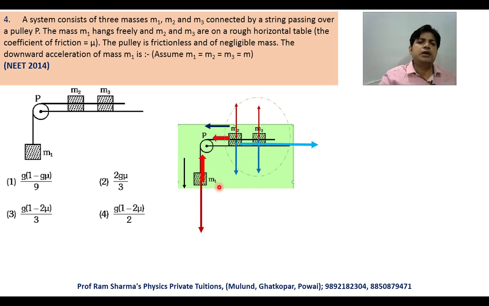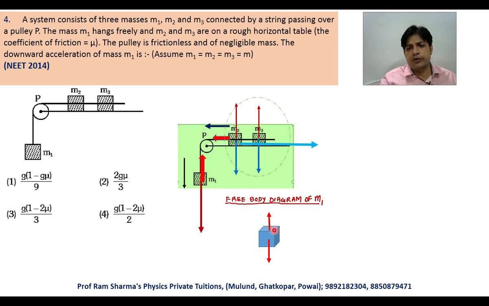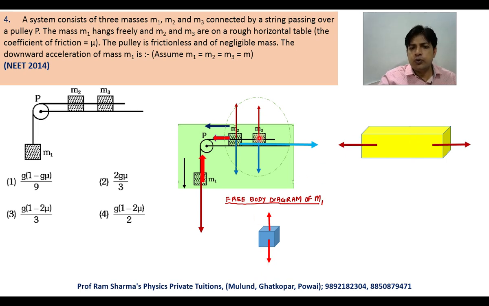So I think I will draw the free body diagram of m1 first, right? So free body diagram of m1. If you draw the free body diagram of m1, this is nothing but tension, and this is nothing but its weight. Now what I am doing is I am considering m2 plus m3 as a single system. You can consider two blocks as a single block only if their accelerations are same. Here the accelerations of all the three blocks will be same because they are connected by strings, right? So I can consider m2 plus m3 as a single system.